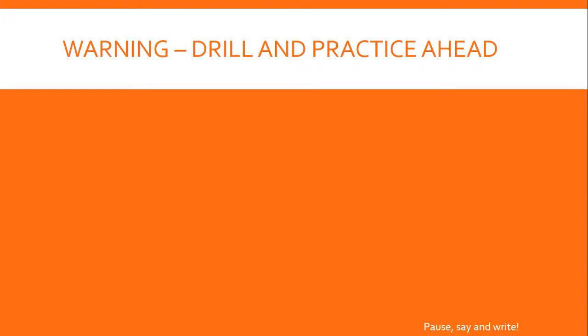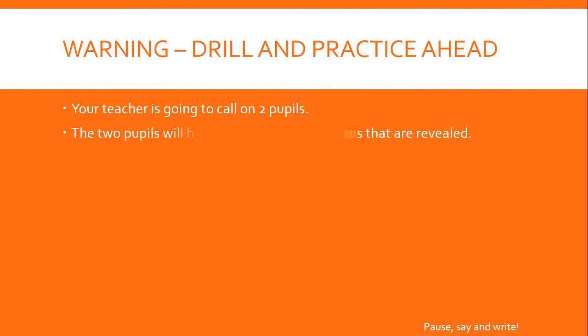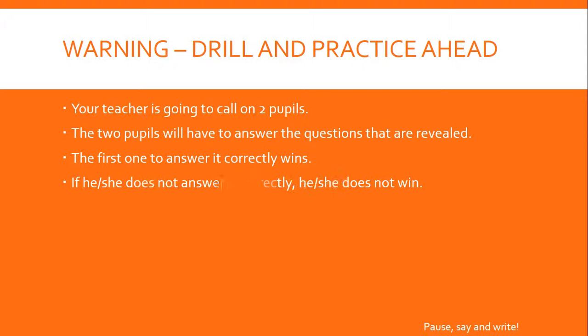Warning, drill and practice ahead. Your teacher is going to call on 2 pupils for each question. The 2 pupils have to answer the questions that are revealed. The first one to answer it correctly wins. If he or she does not answer it correctly, he or she does not win. The ones who do not win will be asked to do something later.